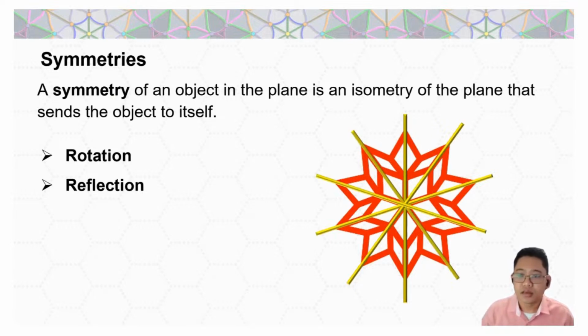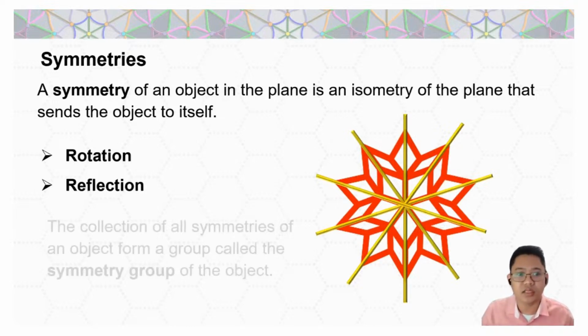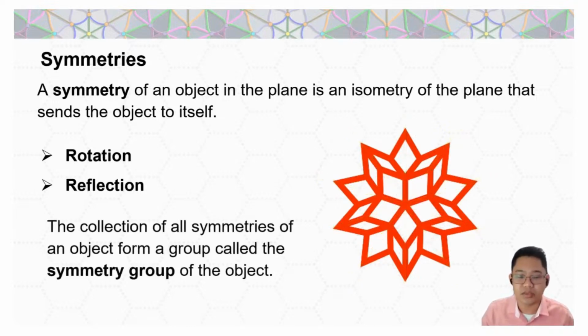Now, in connection with symmetries in mathematics, there is what we call a symmetry group. Basically, if you collect all of the symmetries of an object in a set, that set is what we call a symmetry group. So for example, this particular logo, we learned that it contains rotational symmetries, it contains reflectional symmetries. Collect all of them, and that is the symmetry group of this particular logo.